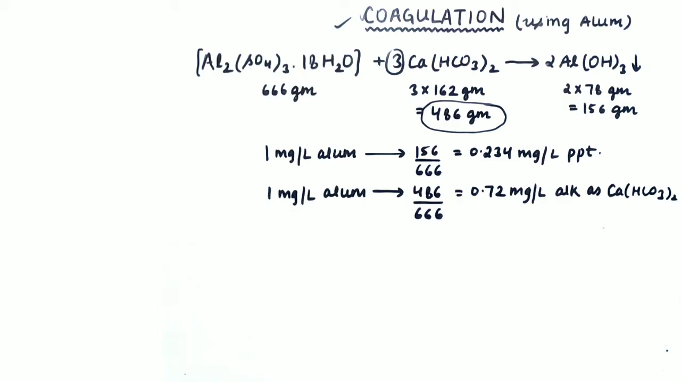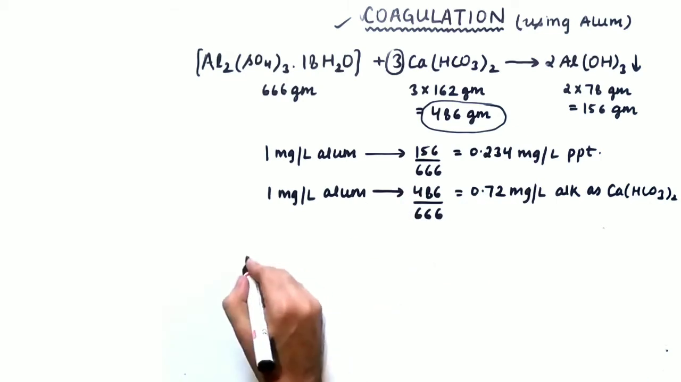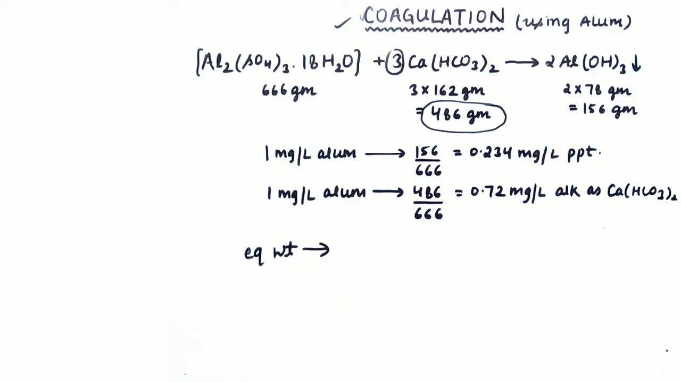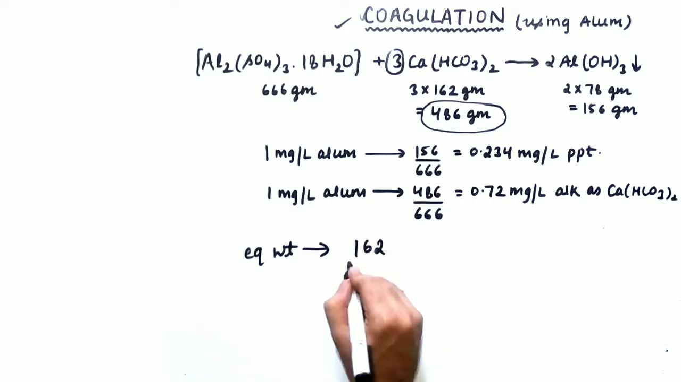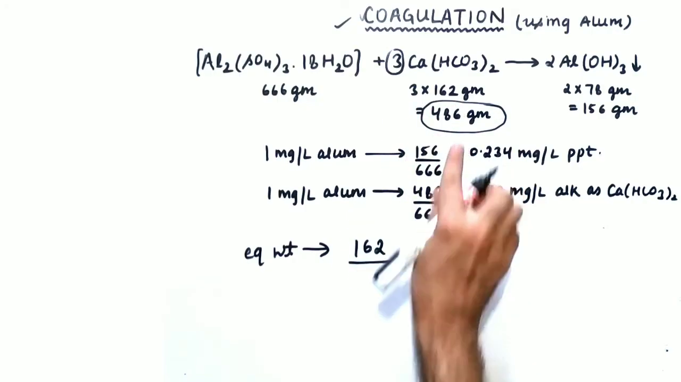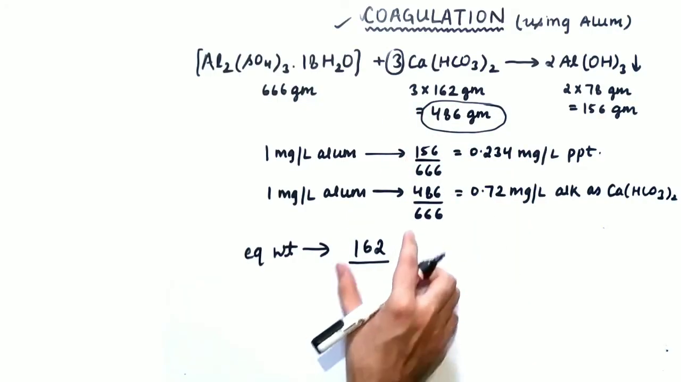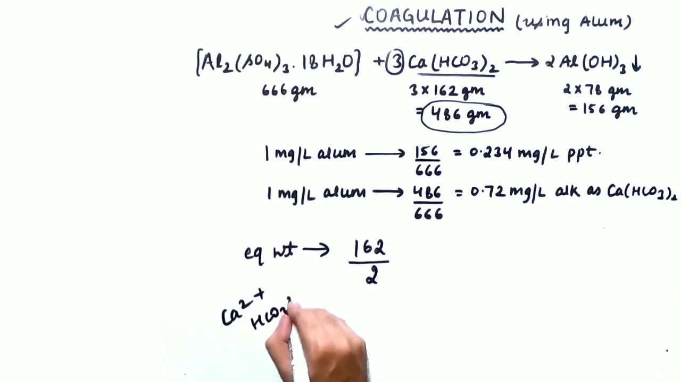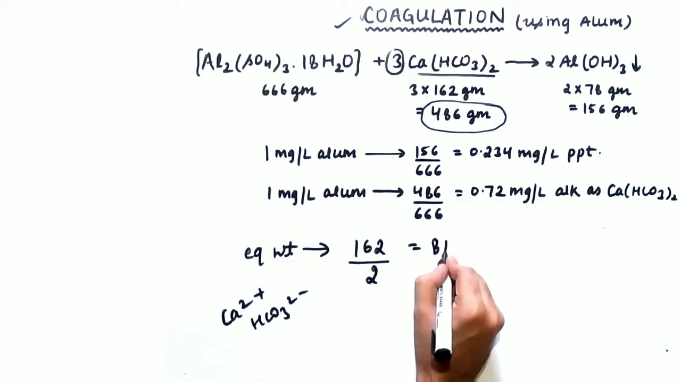So first of all, we can convert this Ca(HCO3)2 into its equivalent weight. So what will be the equivalent weight of Ca(HCO3)2? The equivalent weight will be 162 gram, which is the molar mass or the molecular weight. We will not count the 3 into this, because multiplying by 3 will give us the given weight, not the molecular weight. The molecular weight of this particular molecule is 162. Now you have to divide this by the valency. What is the valency? When we break it into ions, it will give Ca2+ and 2 HCO3-, so the valency is 2. So this will turn into 81.